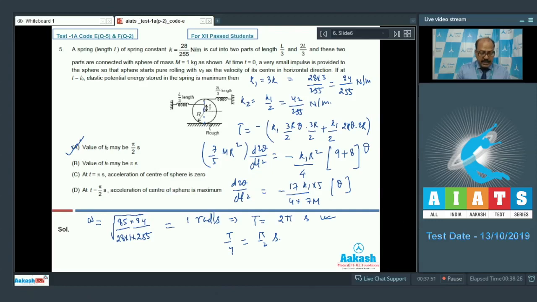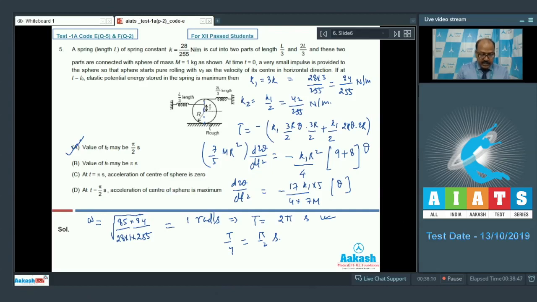Option B says now value of T0 may be pi second. Well, at pi second, that means at t equal to capital T by 2, it will be in the equilibrium position, and at that time the potential energy stored is 0. So option B is an incorrect statement.